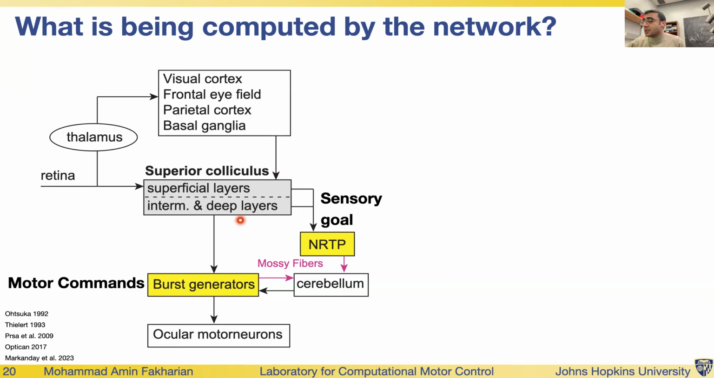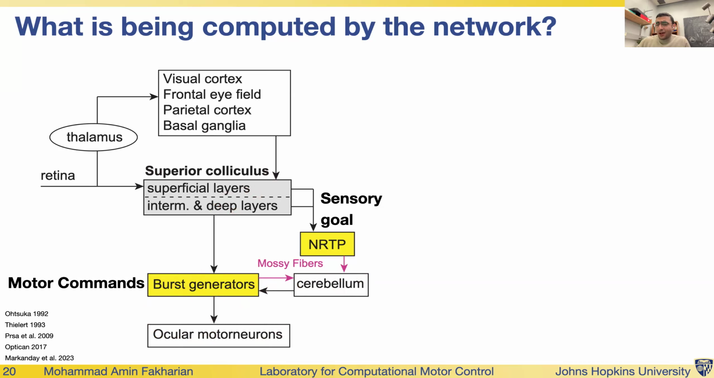A copy of this command, a copy of this sensory goal, goes through the NRTP, nucleus reticularis tegmenti ponti, to the cerebellum through the mossy fibers. And the superior colliculus has projections to the burst generators that in turn drive the ocular motor neurons. And we know from the studies from Noda, the Peter Thier lab, and other people, that the burst generators also send copies through the mossy fibers to the cerebellar cortex.